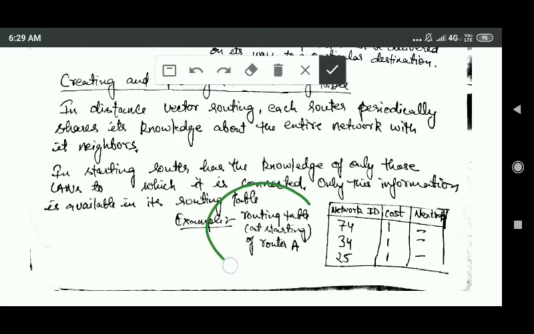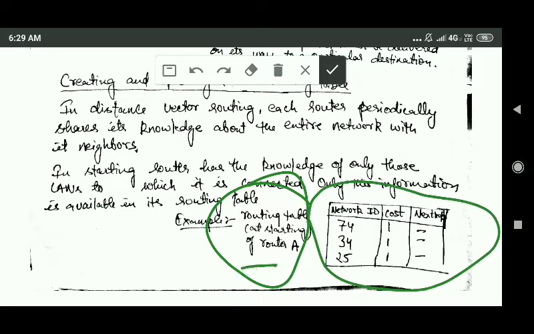For example, see the routing table of router A at starting. This is the routing table of router A at starting. So see these entries. These entries show that in all of them the cost is 1, and the next hop field is empty.